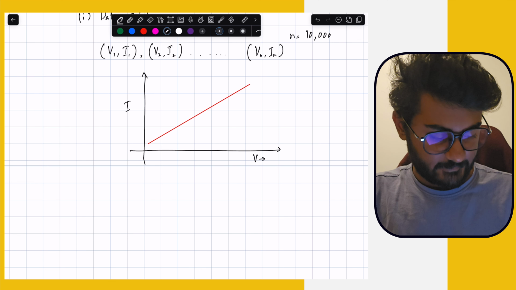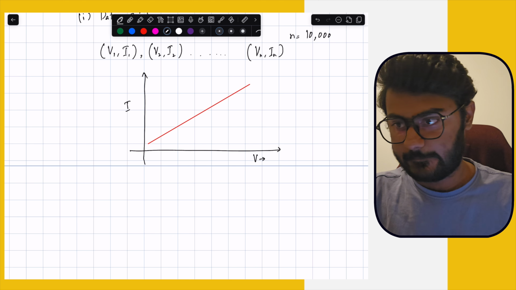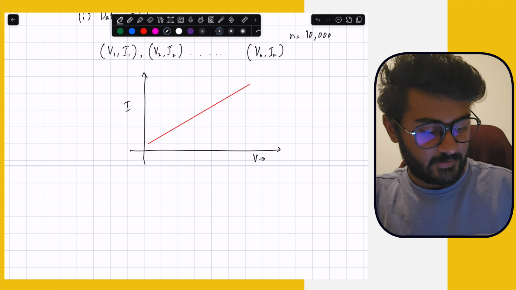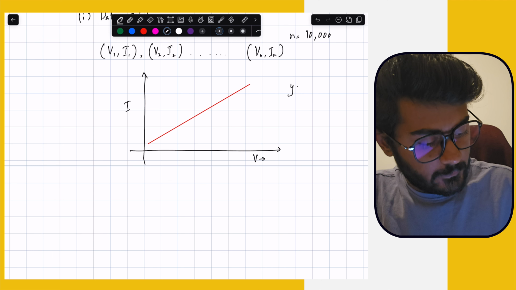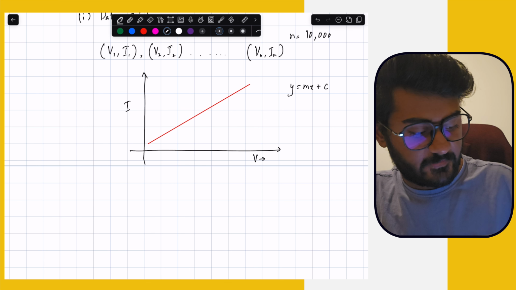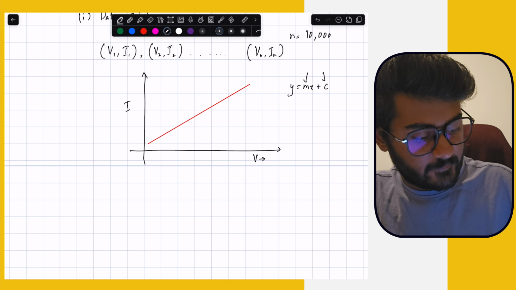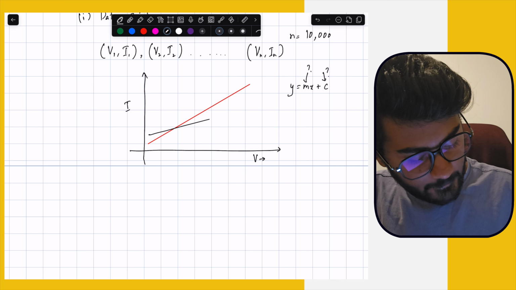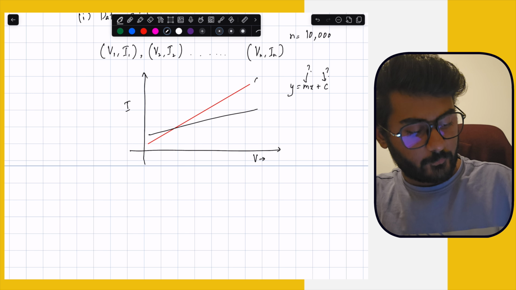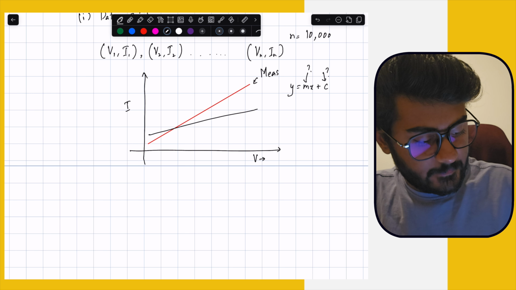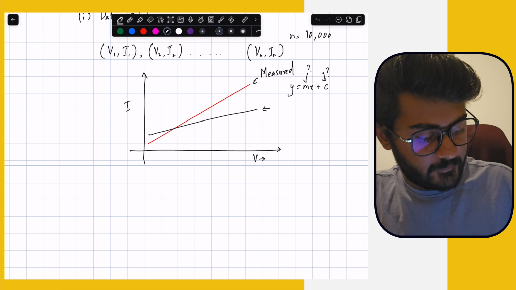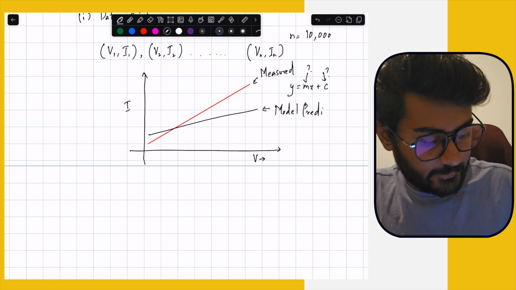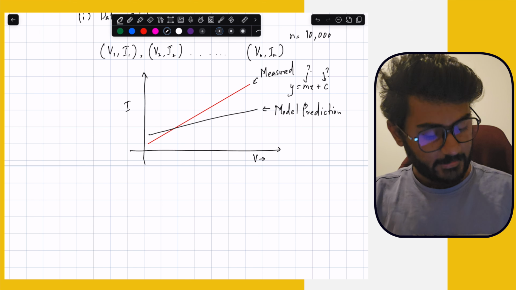Now what we do is we try to choose a random model based on the equation. We know what the equation of this model should look like: y is equal to mx plus c. We just don't know what m and c are. These are the unknowns for us. So we'll just assume some random values, and let our model be this one, right? This is the actual measured data, and this is the model prediction.